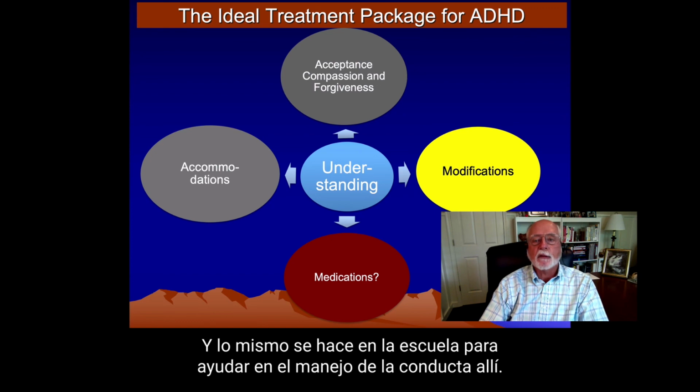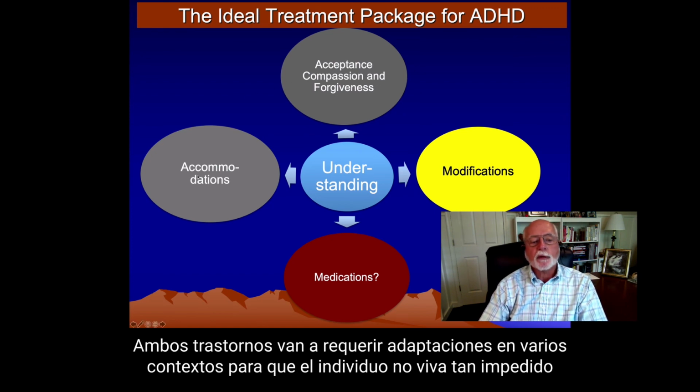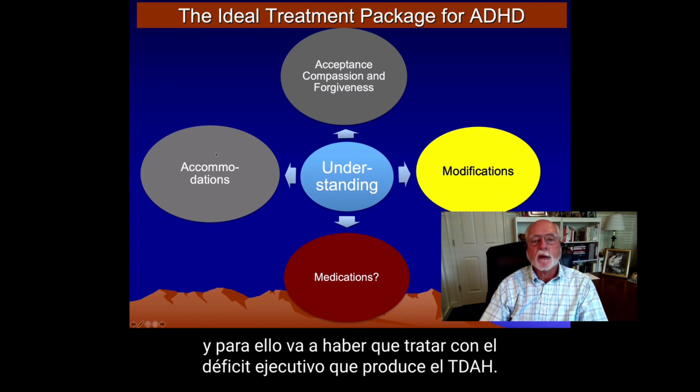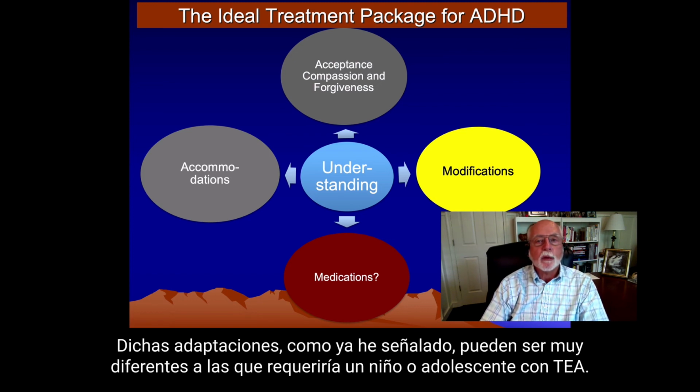And the same is done in school to help with behavior management there. Both disorders are going to require accommodations in various contexts so that the individual is less impaired. But the nature of those accommodations is going to involve dealing with the executive deficits that ADHD produces, which, as I've pointed out, can be quite different than the accommodations one would provide to a child or teen with ASD.